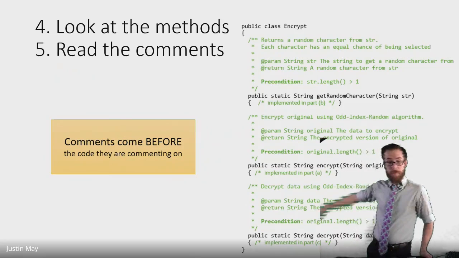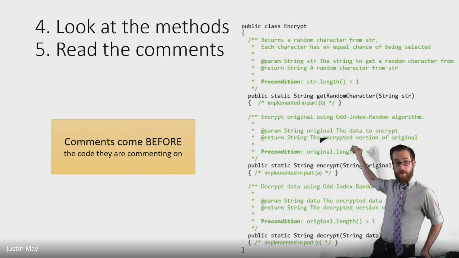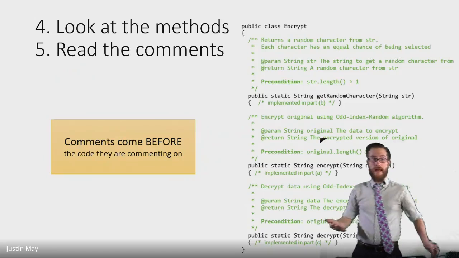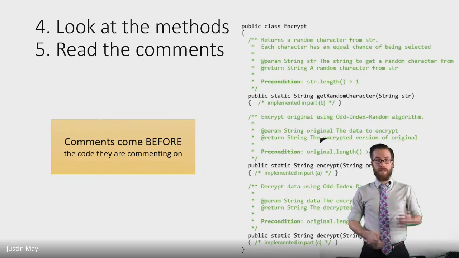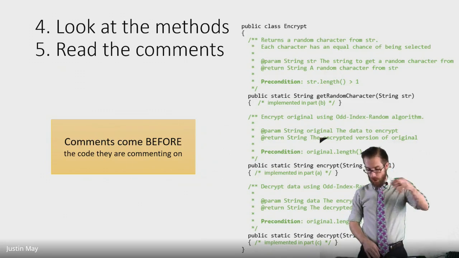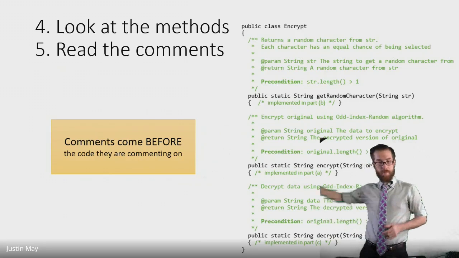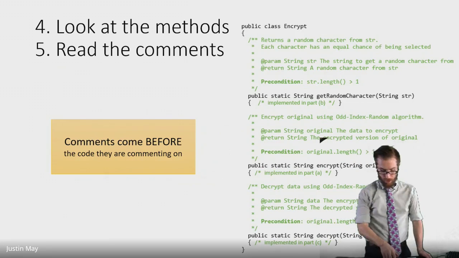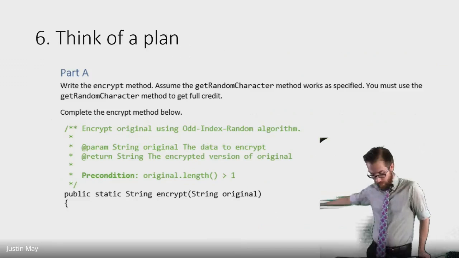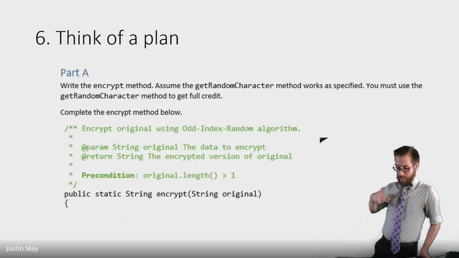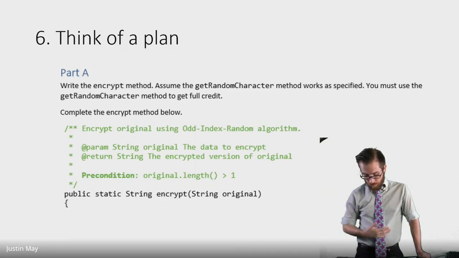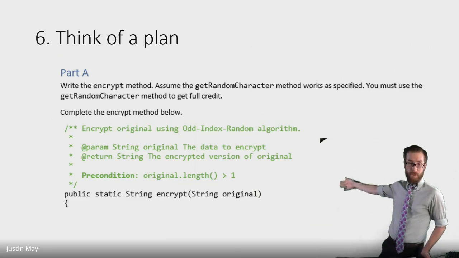So if we assume this works, if I call the getRandomCharacter method and pass it a string, I will get back a string of length 1 that's randomly chosen from the argument that I passed it. So that's useful information to know for solving my encrypt method, and that's going to be part of my solution. So we have to come up with a plan. How are we going to do this?